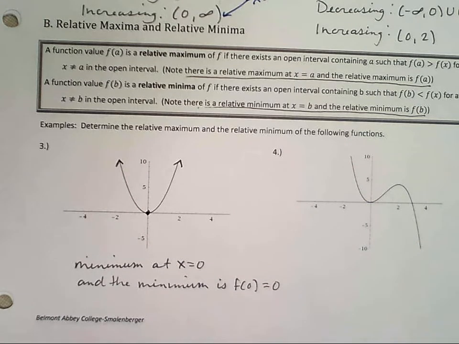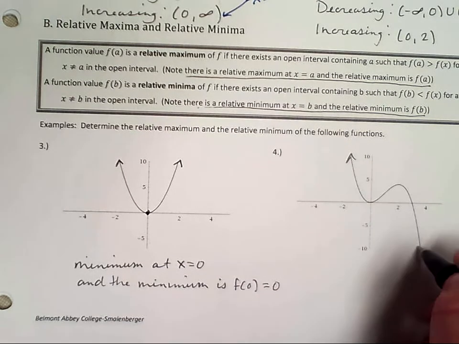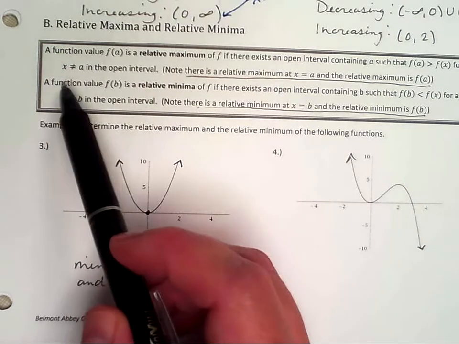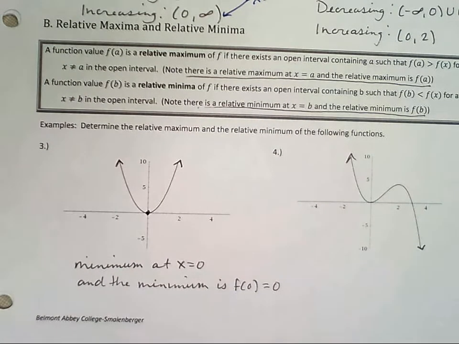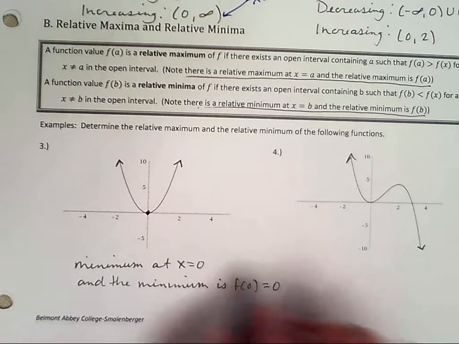Okay, so let's do number 4. A relative minimum or relative maximum means I'm just putting a little interval around an area. It's not saying the absolute minimum or maximum. It's relative, so I'm talking about some small portion of x values. I can have a relative minimum or relative maximum. So do you guys see any minimums or maximums?